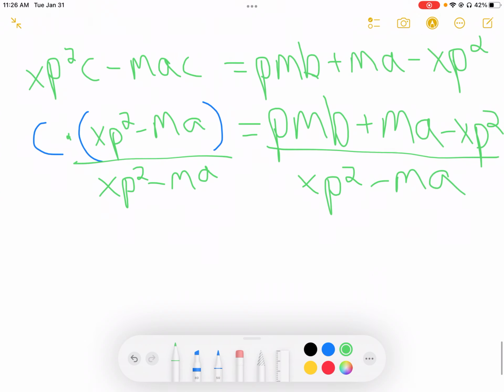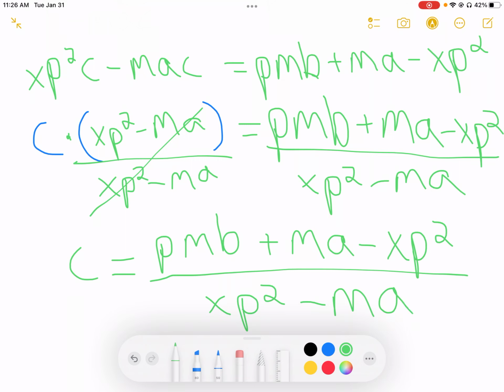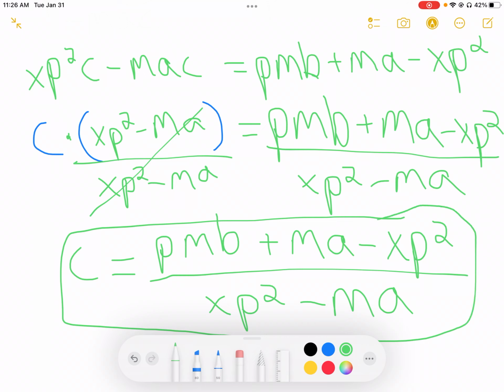I'm showing a lot of steps here. But what happens on the left side? This cancels, and I'm just left with c equals PMB plus MA minus xp squared. Over here, on the bottom, I have xp squared minus ma, still the same thing I wrote up there. I'm writing it almost duplicate because I was trying to show all the steps, but that would be my final answer: C equals PMB plus MA minus XP squared over XP squared minus MA.